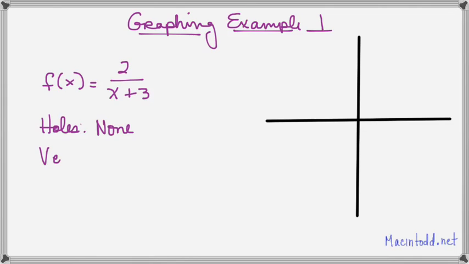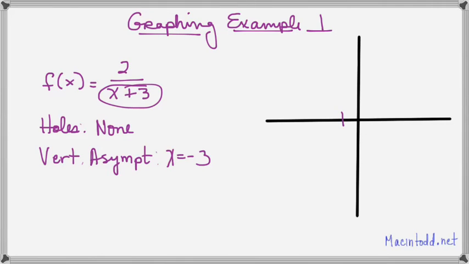Okay, the next thing we look for is a vertical asymptote, and that's pretty simple. Just look for what x value makes your denominator 0. In this case, x equals -3. So on our graph, we're going to draw a dotted line there. So there is our vertical asymptote.